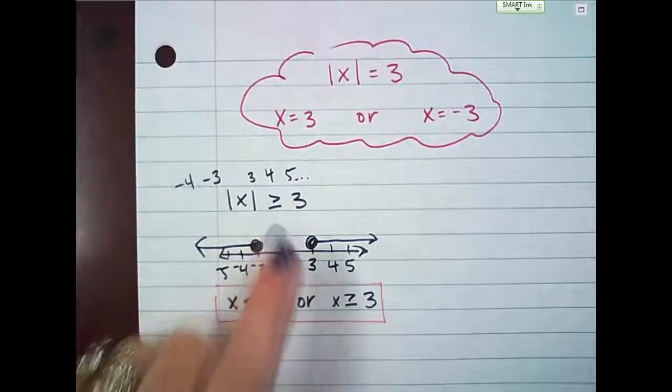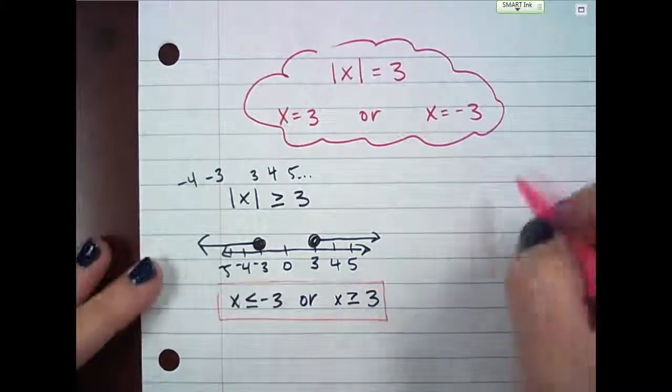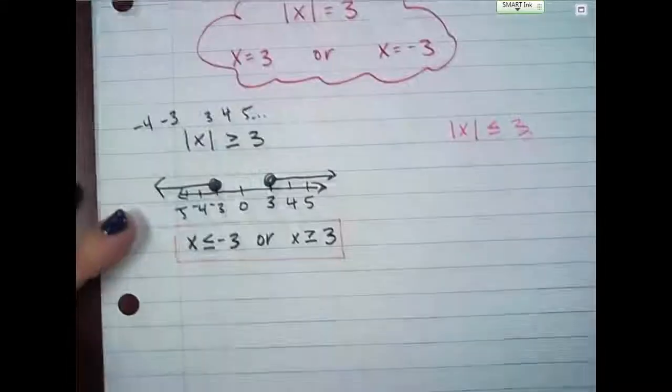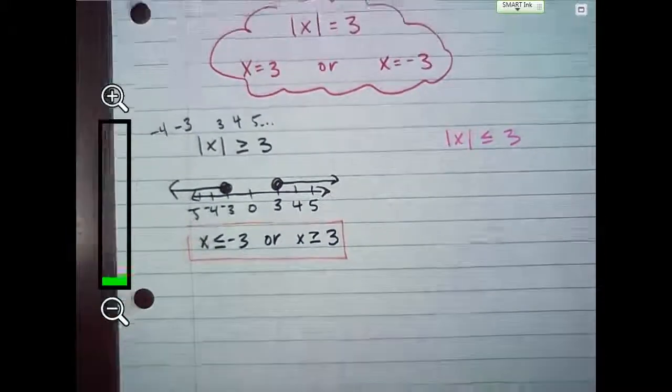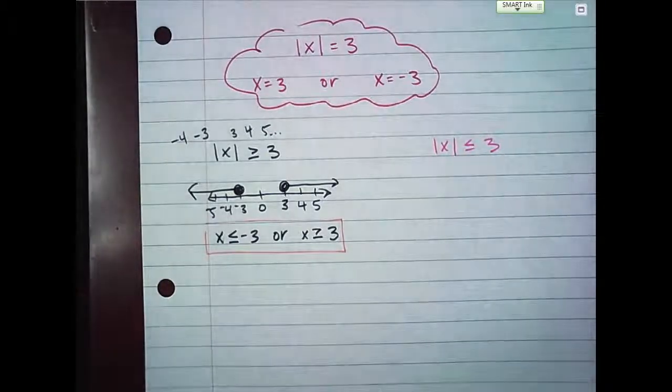So sometimes instead of saying the absolute value of x is greater than 3, it might say the absolute value of x is less than or equal to 3. And my question to you now is, do you think that that's going to change what my answer looks like? Natural instinct for me would be like, no, you didn't do anything. But it actually does change what your answer looks like.